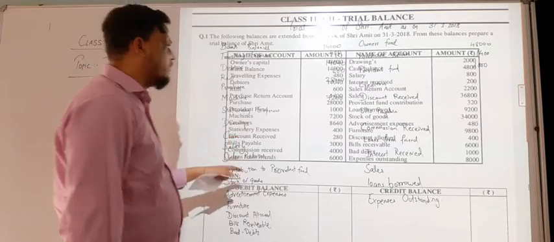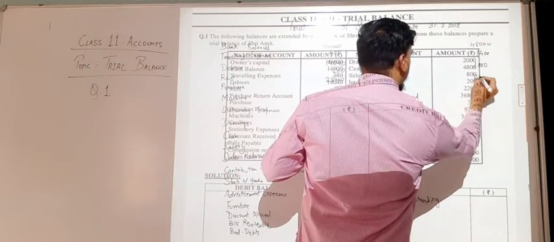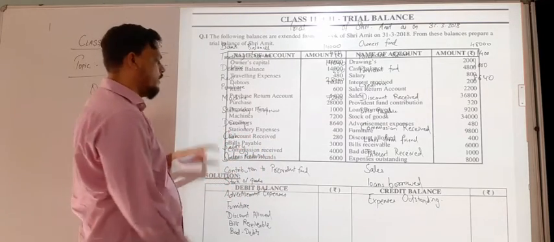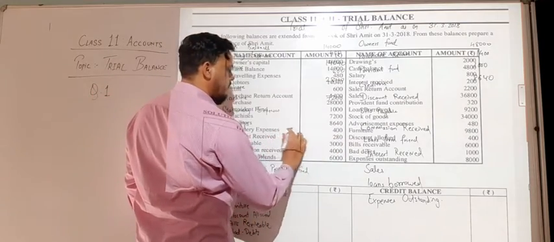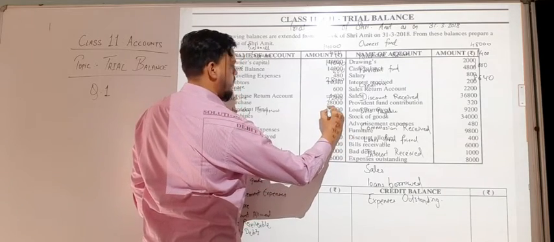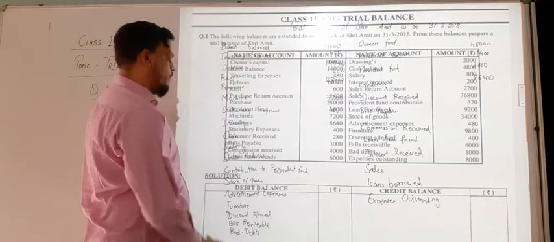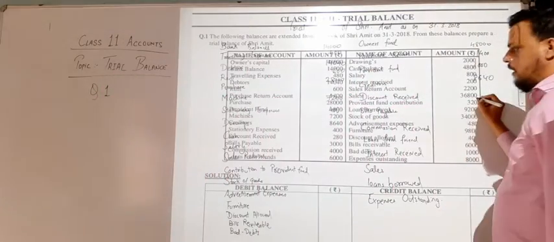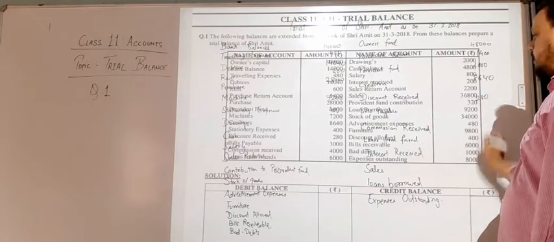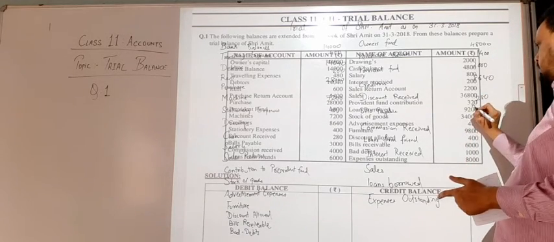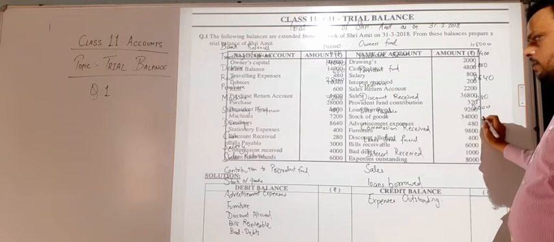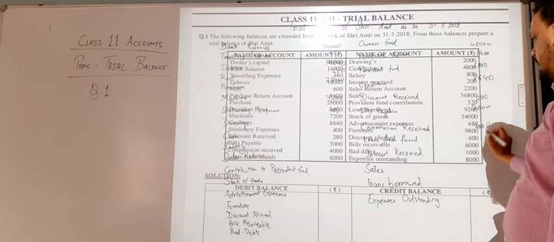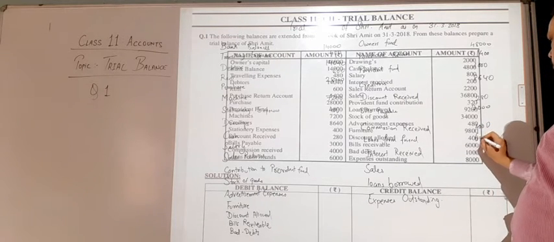Then creditors have been given. Creditors are 8640. Then sundry expenses, stationery expenses has been given 400. Then discount received. Discount received comes under the title of credit. Discount received is given 280. Then bills payable has been given 3,000. Then commission received is given, which is 4,000, and then loan from friends is 6,000.